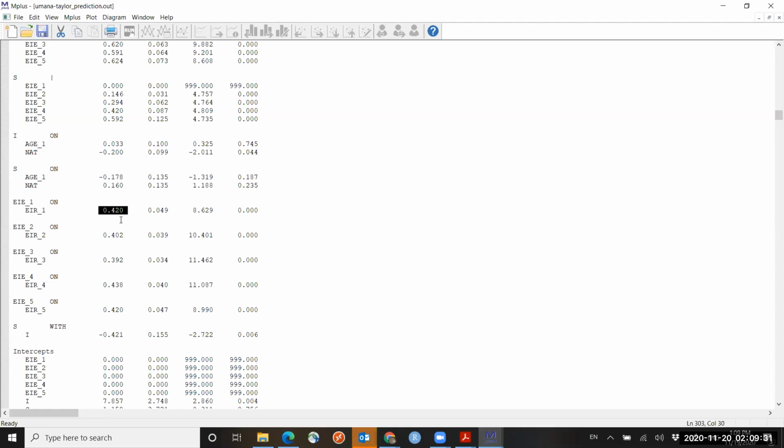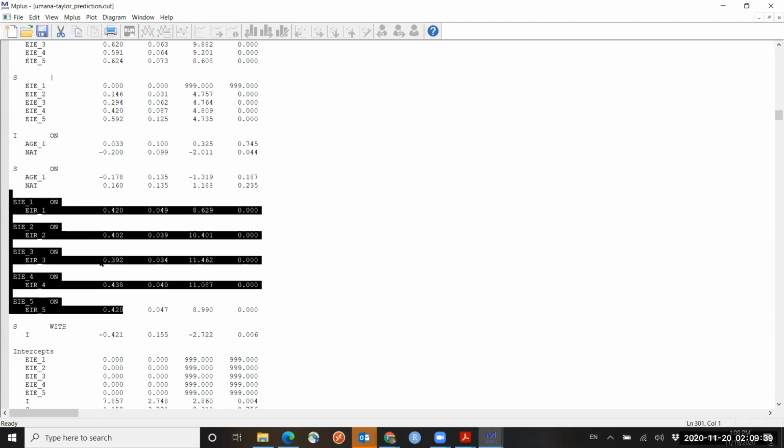I could fit an alternative model where I put constraints on these effects so they are the same across time, and then do a chi-square difference test between that model and this model to test the hypothesis that the relationship between ethnic identity resolution and ethnic identity exploration is constant across time.